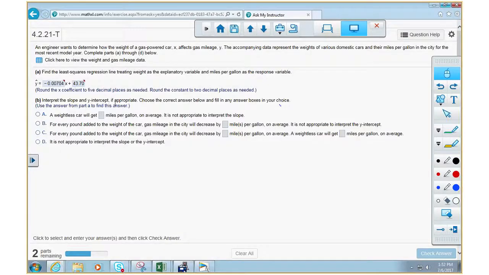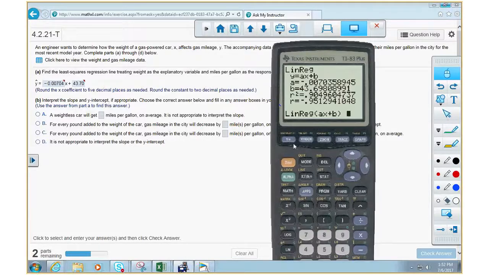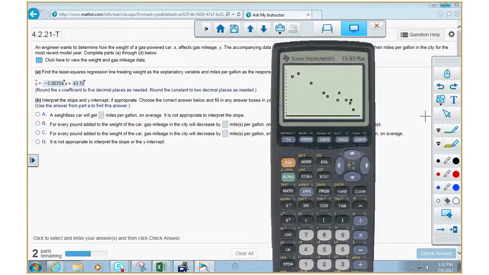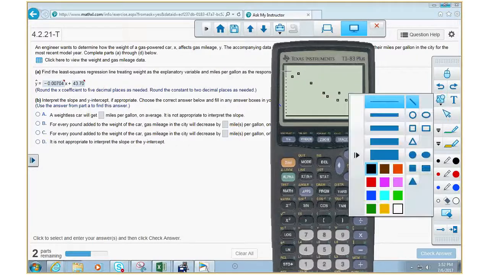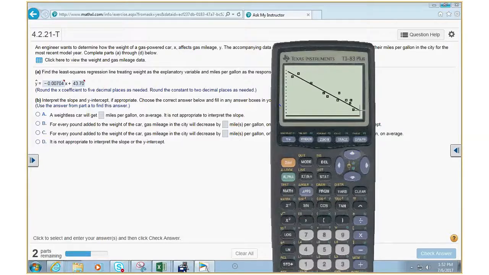Interpret the slope and the y-intercept. All right, let's go back and look at the slope and the y-intercept. Let's take the second stat plot graph. Now let's say that this line that I'm drawing represents the line that we just calculated. What can you tell me about that line? It's negative. What was the first point in our stat plot?